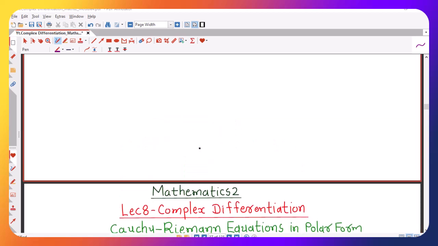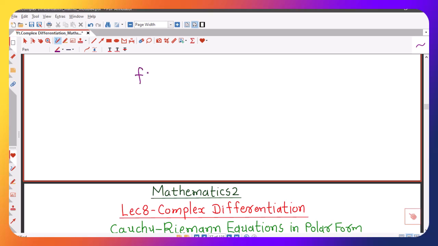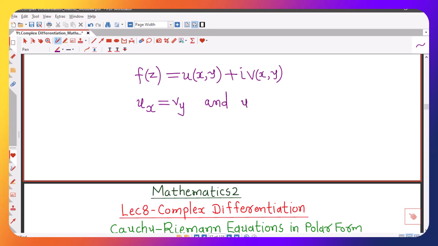We are familiar with the Cartesian form of Cauchy Riemann equations. We know that if our function is written in this form, that is u as a function of x and y plus i times v, another function of x and y, then Cauchy Riemann equations are given by del u by del x equal to del v by del y and del u by del y equal to minus del v by del x. Here x and y are Cartesian coordinates, therefore this is called the Cartesian form of Cauchy Riemann equations.